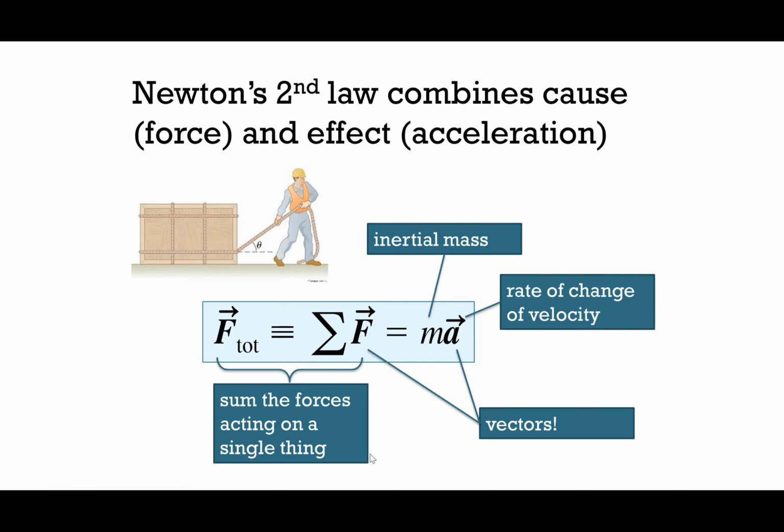Newton's law combines force and acceleration. So if I take force divided by acceleration, I'm going to get mass. If I plot force versus acceleration, I'm going to get a straight line, and the slope of that line is going to be related to the mass of the object. The more mass the object has, the more force has to be applied to get the same acceleration.